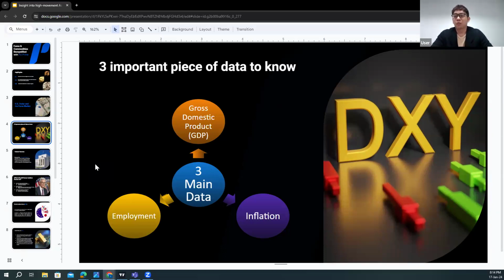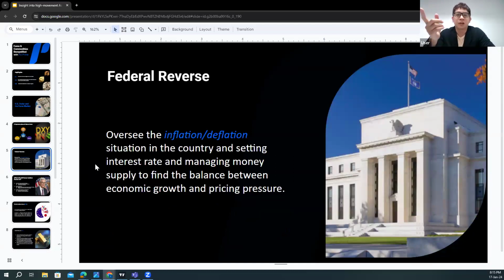After you know all these three things, that is still not the ultimate thing that you want to know, because after we got all these three data, we just give a guess. This is just an assessment tool for us to guess what direction the DXY is going to go, because ultimately there's still one institution in the US, I would say maybe not 100% correct, that can single-handedly control the value of the dollar, which is the Federal Reserve. The Federal Reserve is the central bank for the US.